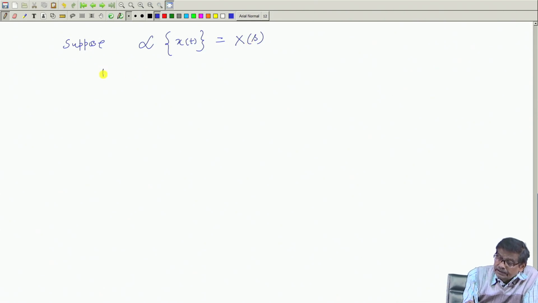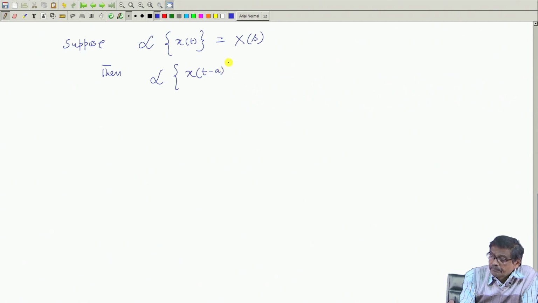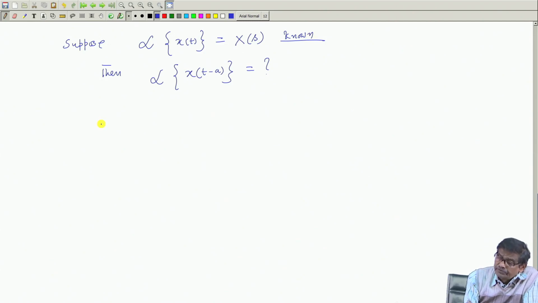Then the Laplace transform of the shifted function is how much? Suppose I want to find out. So, I will do it like this. Suppose the transform of x(t) is known, then what will be the Laplace transform of this shifted function? I want to find out. Then how can I find it out?